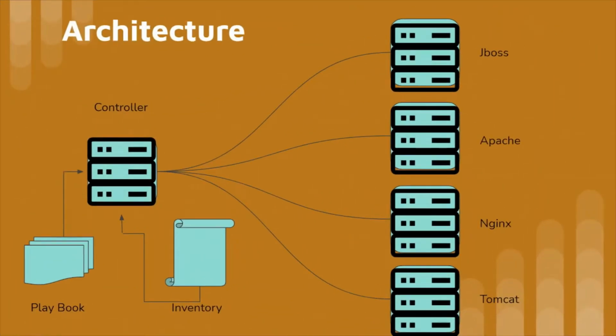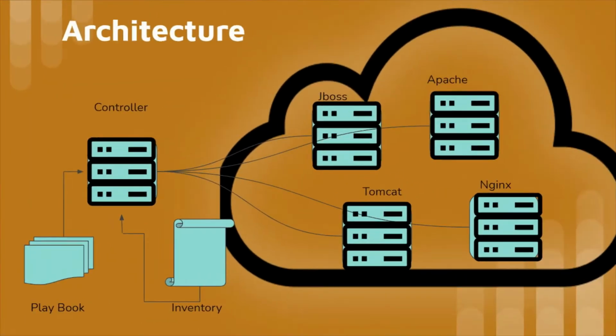If you see, this is the architecture we used in the first video of Ansible. We categorized this JBoss application, Apache, Nginx, Tomcat, and we considered these as normal static IPs. Initially we wrote one inventory file, where we specified these IPs and all. But when you move to cloud, these servers are dynamic in nature.